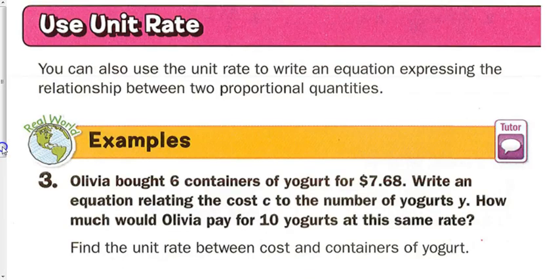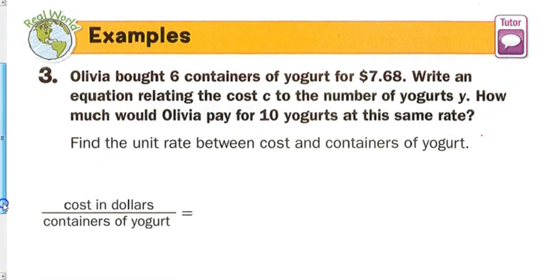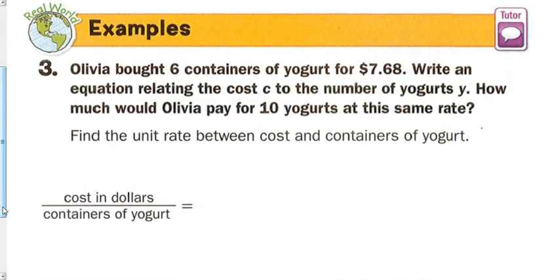So it says you can use the unit rate to write an equation expressing the relationship between two proportional quantities. So let's take a look at how we do that. Remember, a unit rate is simply a rate where you reduce the denominator to 1. So, example 3: Olivia bought 6 containers of yogurt for $7.68. Write an equation relating the cost C to the number of yogurts Y. How much would Olivia pay for 10 yogurts at this same rate?